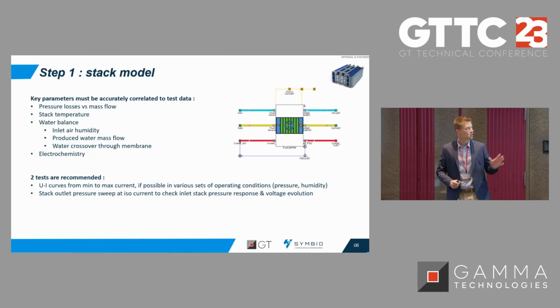For the correlation, the first step of the construction of the model is to build a stack model. It's a very simplified one with simplified anode, cathode, and cooling loop. The main parameters that are very important for model correlation are pressure losses versus mass flow and water balance.